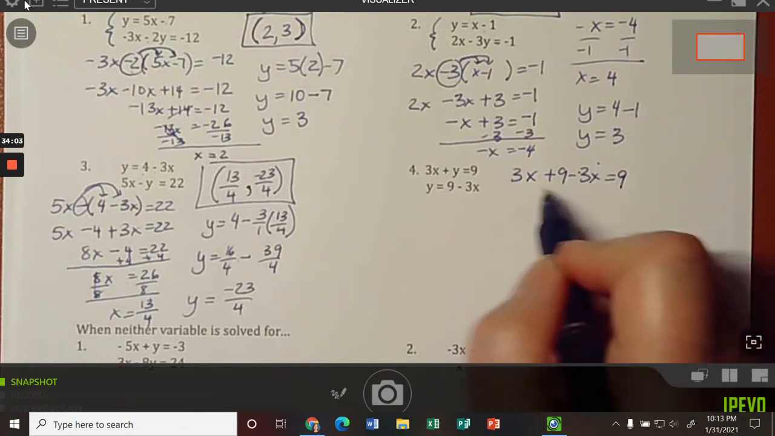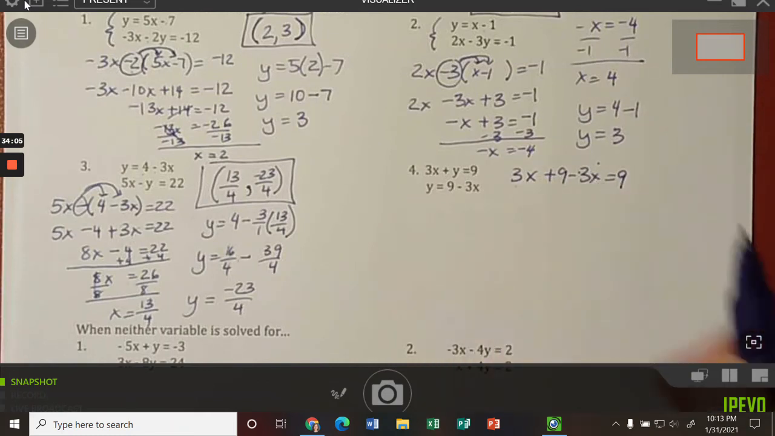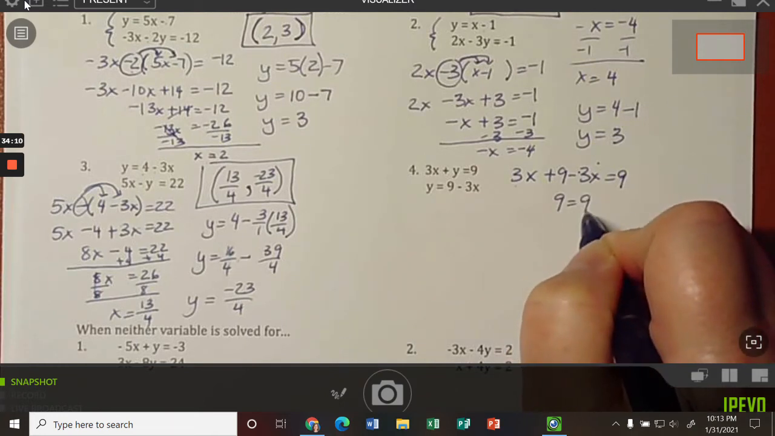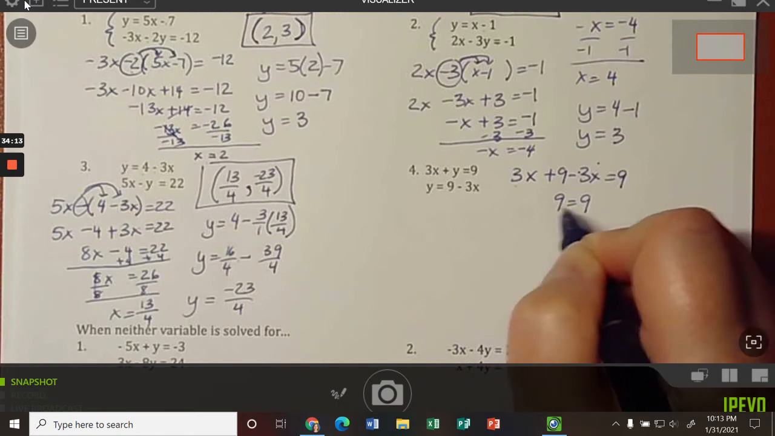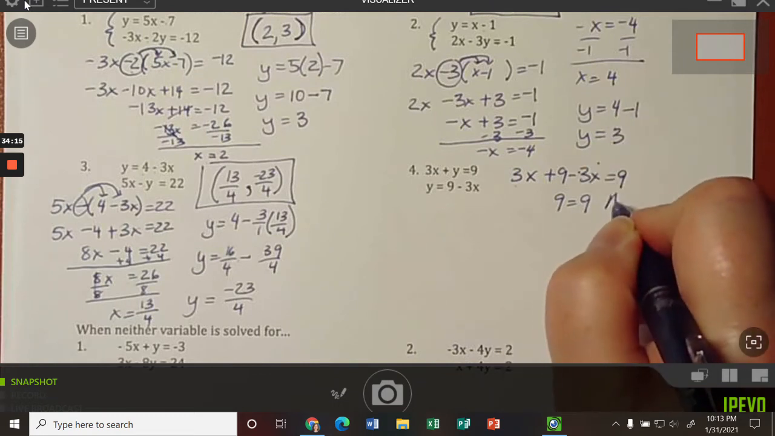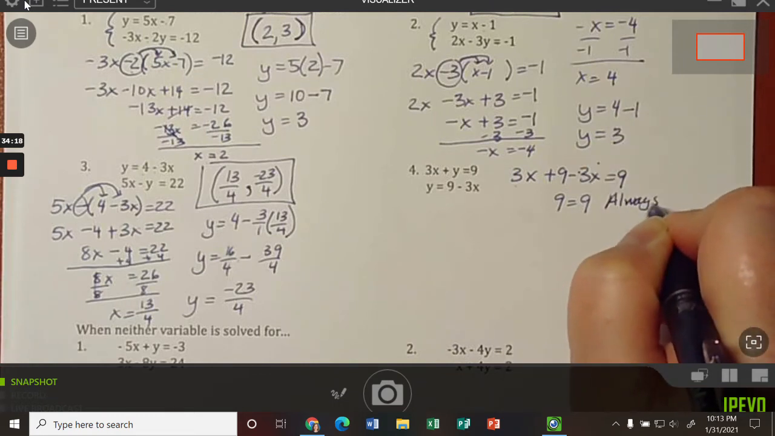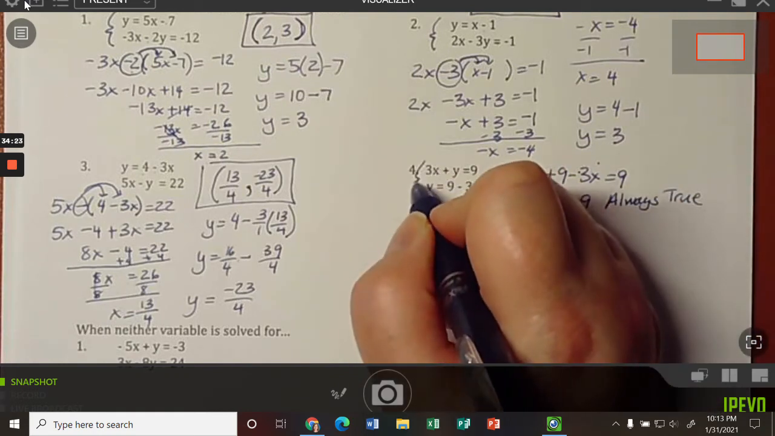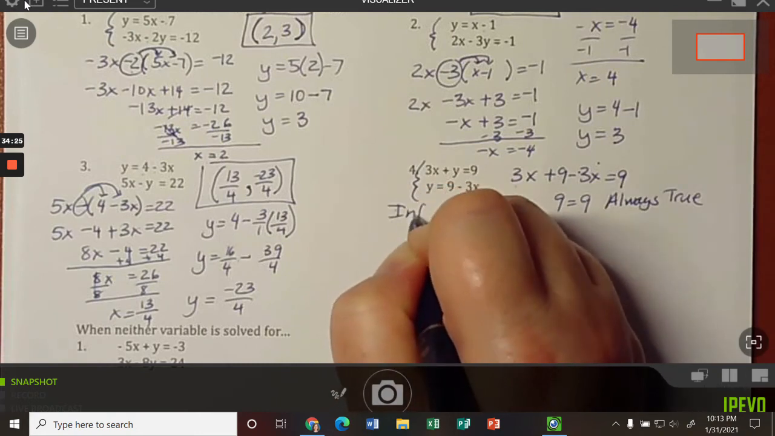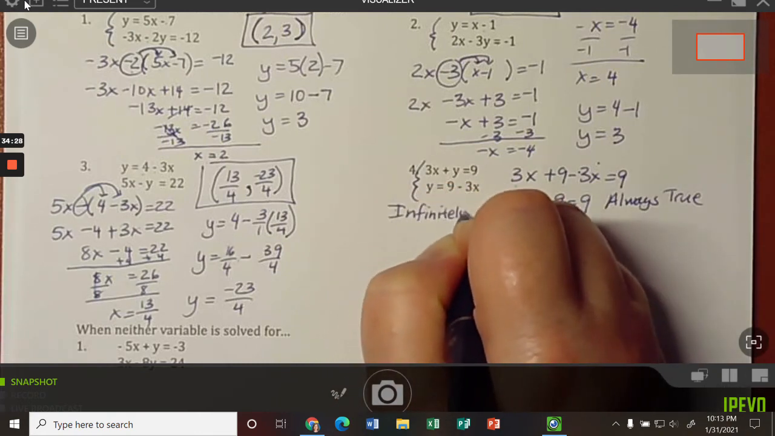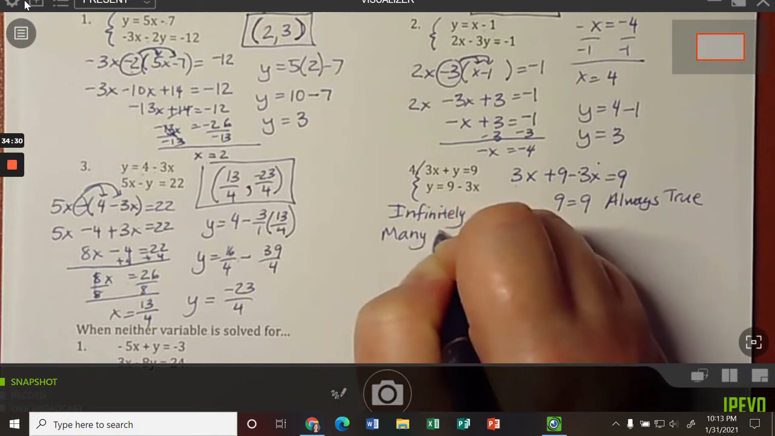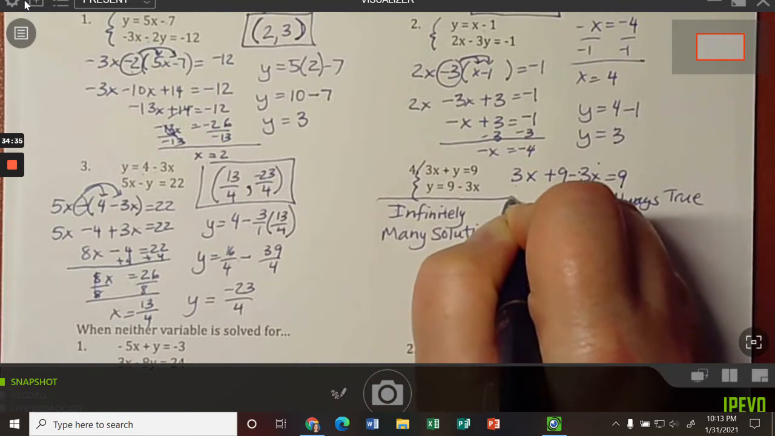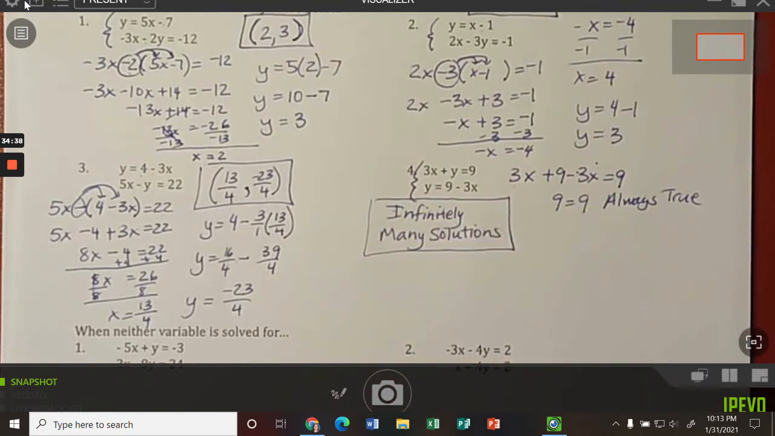And then we're going to go ahead and combine like terms. We have 3x minus 3x, which is 0. 3x minus 3x equals 0. So we end up with this. We end up with this true statement that 9 equals 9. So this is always true, which means this system has infinitely many solutions. So that's a special case. Infinitely many solutions means that these two lines are actually exactly the same.